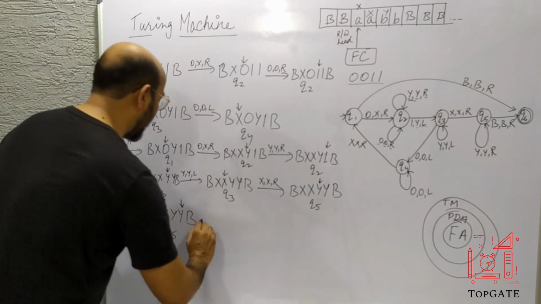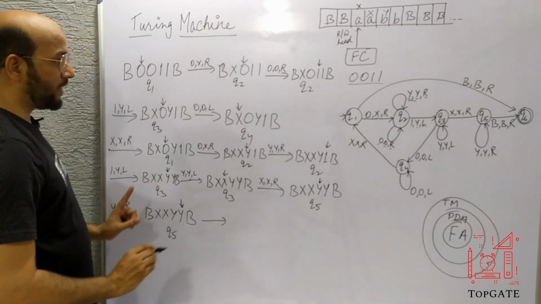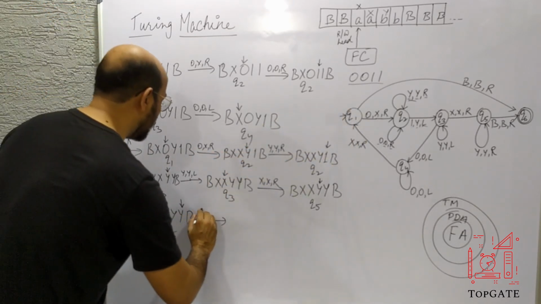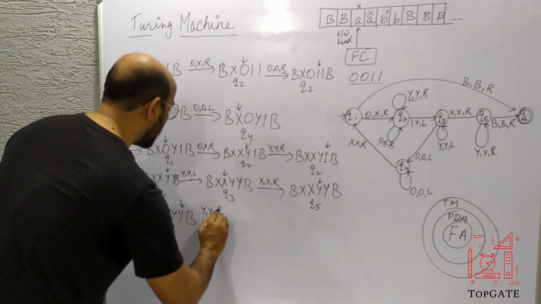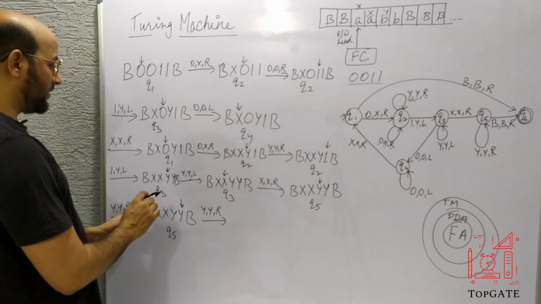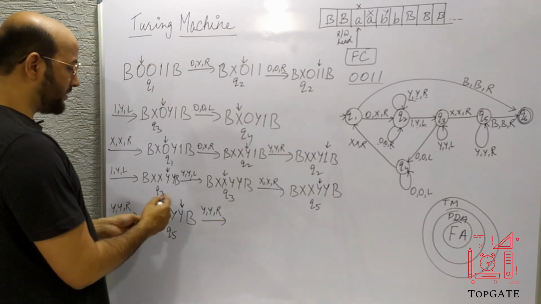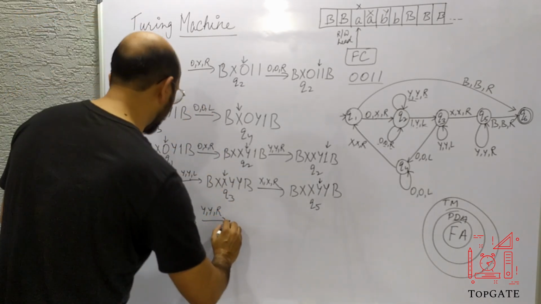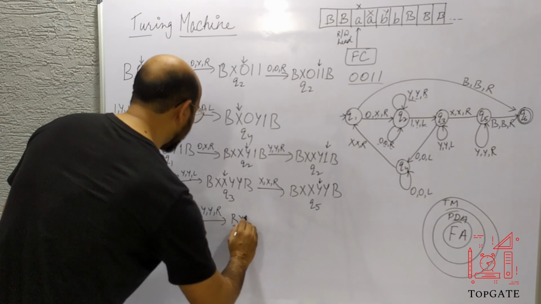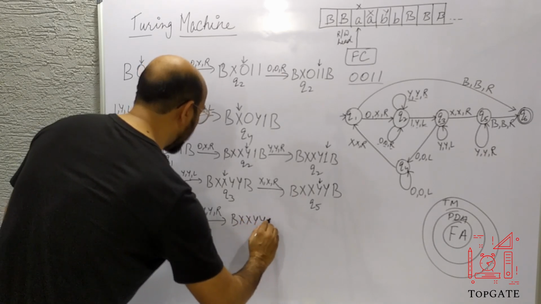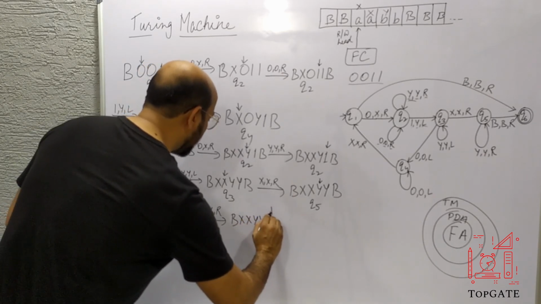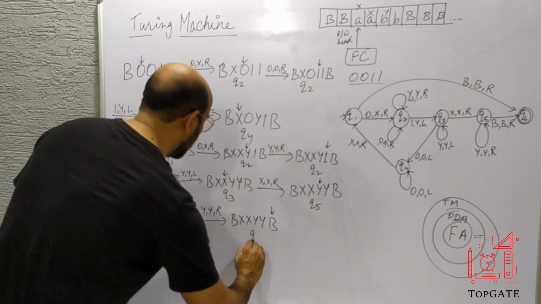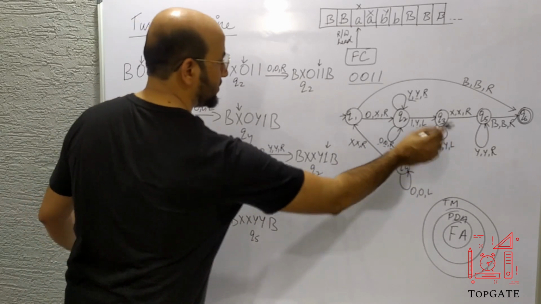Now at Q5 input for Y, I have the same one. So I'll apply Y comma R. It is saying whenever at Q5 we are reading Y, it should be Y and move on to the right hand side. What I'll write here is B, X, Y, Y, B, and the pointer will now point onto this one, and the state will be Q5 only because it is a self loop.